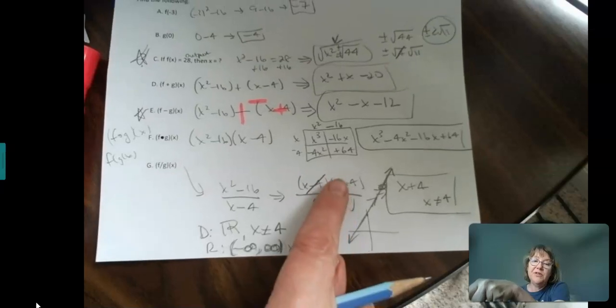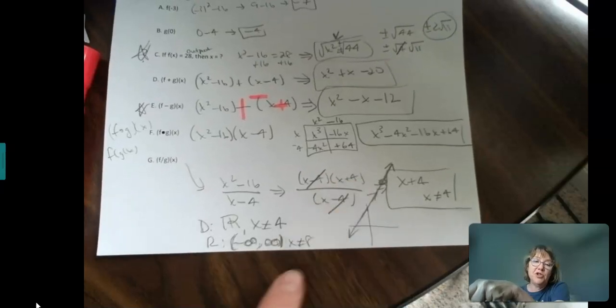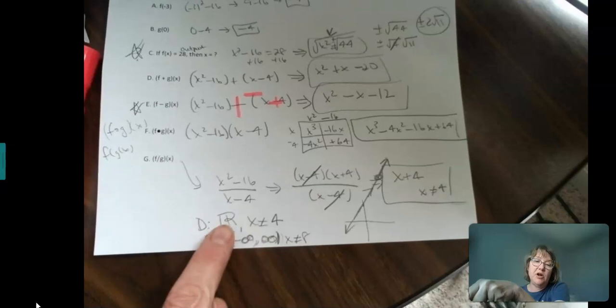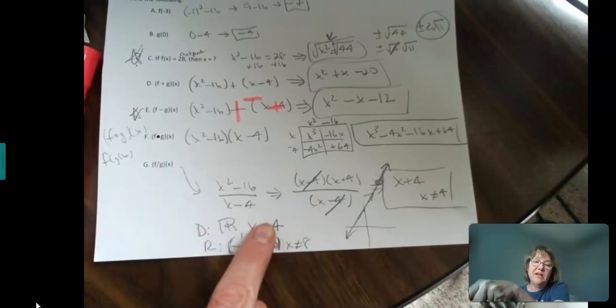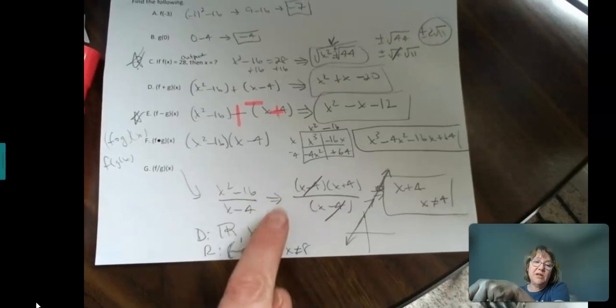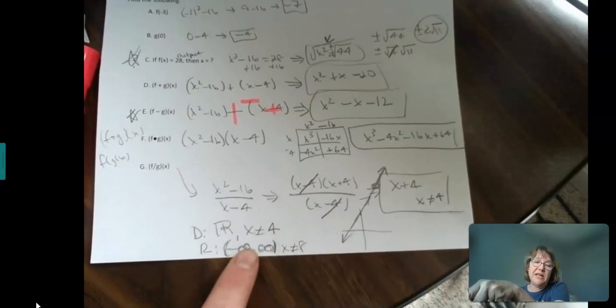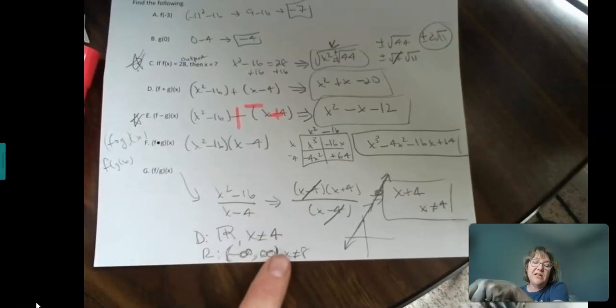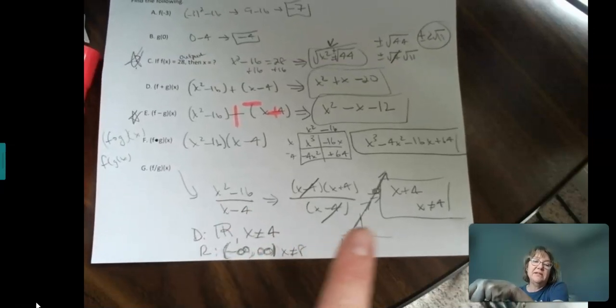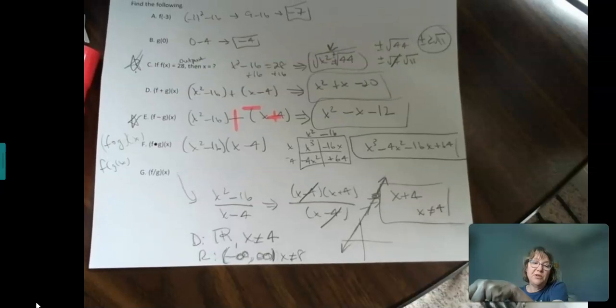And for the range, if you sub 4 in, 4 plus 4 is 8, there's no way to get an answer of 8. So you could say all reals except that, all reals except that. You could do negative infinity to 4, parentheses, union 4 to infinity, and then the same thing here. You could go negative infinity, comma 8, parentheses, union 8 to infinity if you want to. Either way.